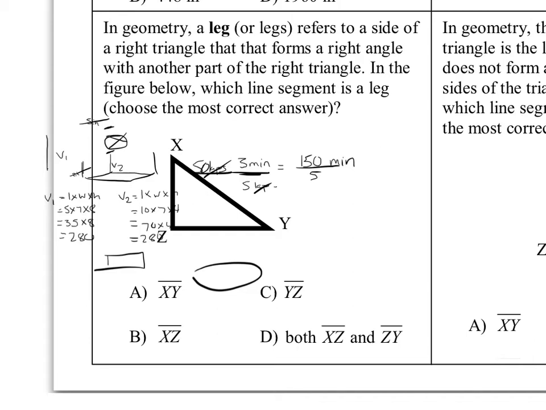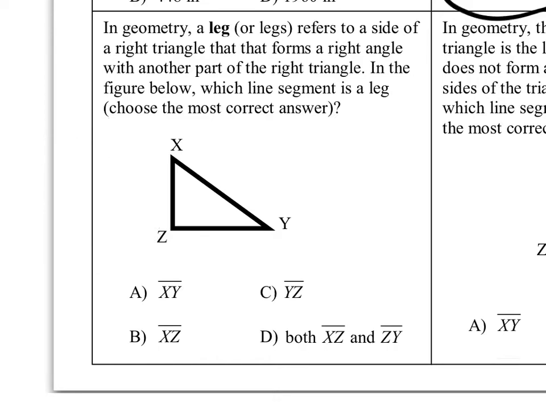Okay, the information given to you describes that a leg, or legs, refers to the side or sides of a right triangle that form a right angle with another part of the right triangle. In the figure below, which line segment is a leg? So it says that the leg or legs form a right angle. So there are actually two lines that it takes to form a right angle. So there are two possible legs on this particular shape.